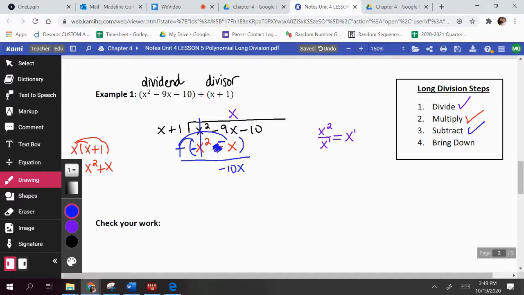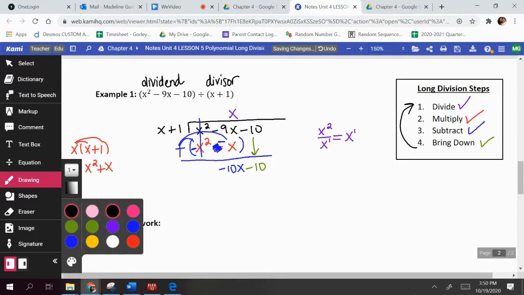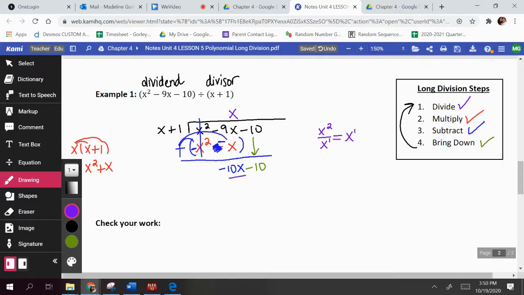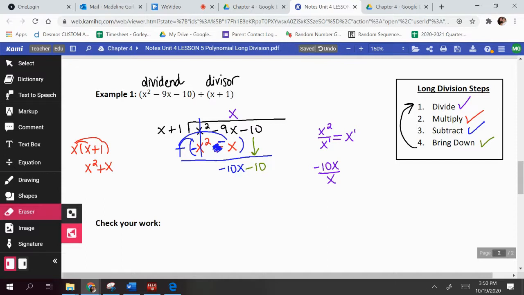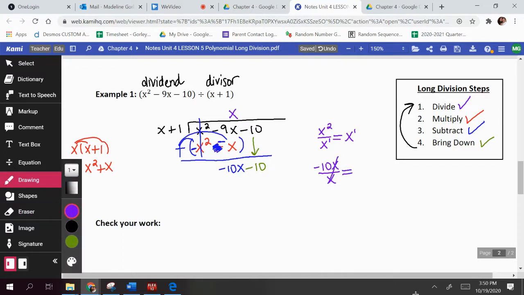Divide, multiply, and subtract. Bring it on down. You bring the next guy down. So we're going to have minus 10. And then we bring it on back to the first step, and I'm back to my division process. Divide. Well, I'm going to take my first inner and divide it by my first outer. So I'd have negative 10x divided by x. So that's going to simplify to just negative 10. Remember, I'm going to put that up top, lining up all my constants.